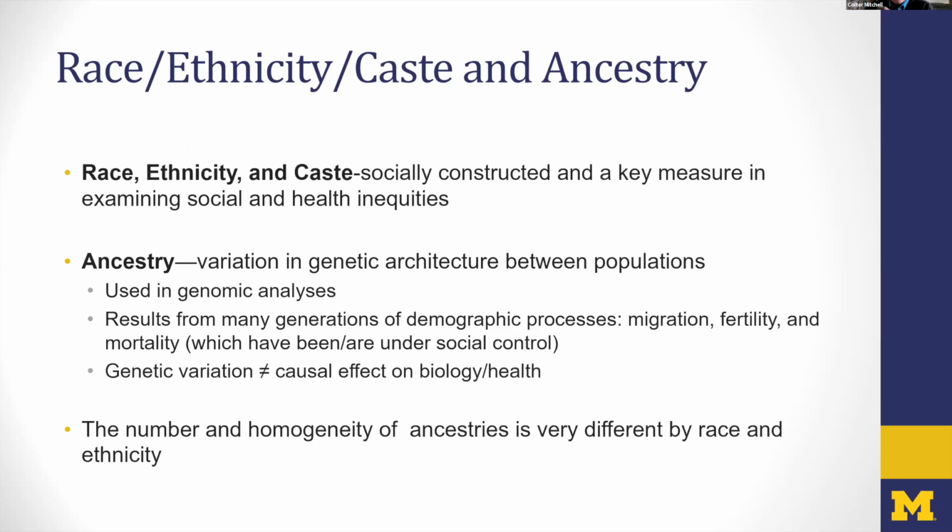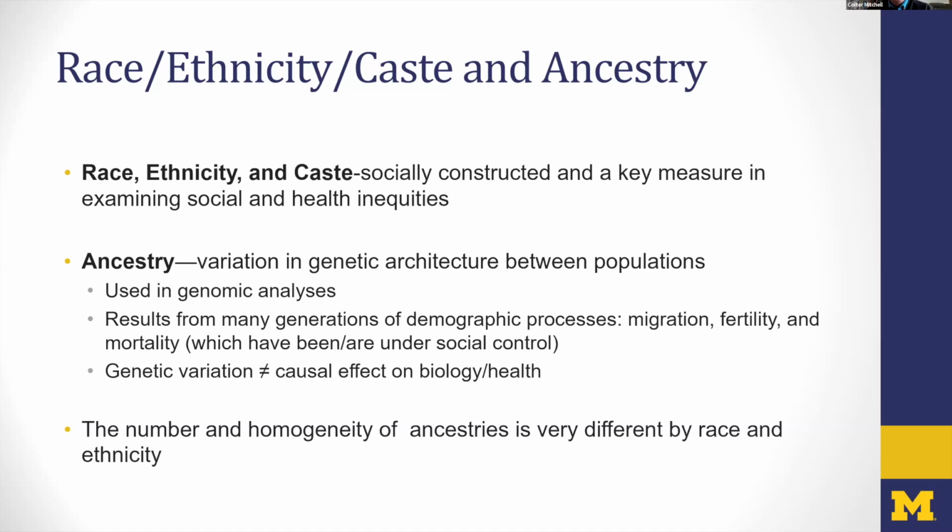Ancestry is different. When we talk about ancestry and genetics, what we're really talking about is variation in genetic architecture between populations. That's primarily used in genetic analyses. And this is really a result of many generations of demographic processes, including migration, fertility, and mortality. In other words, this is really talking about where your genes came from and how they're correlated with other populations.